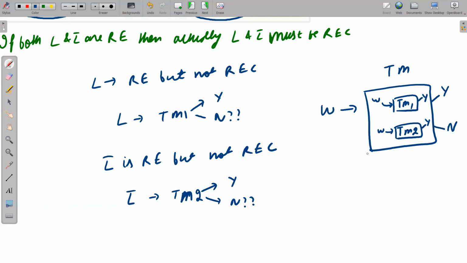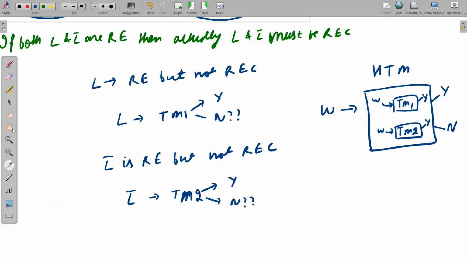So that means what? For L, I have constructed a halting Turing machine which is saying yes as well as no. So directly or indirectly it means L should be REC. So this is a small proof. If you are able to follow, then it's okay. Or if you want, rewind the video and watch it again, but I'm not going to repeat it. Please try to follow this, but if you are not able to follow, then just leave it.